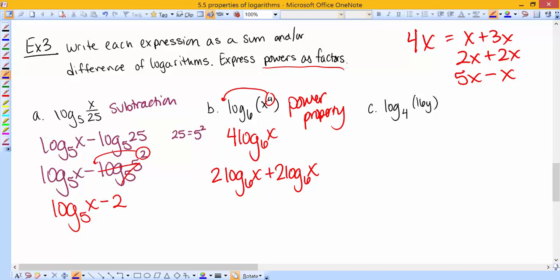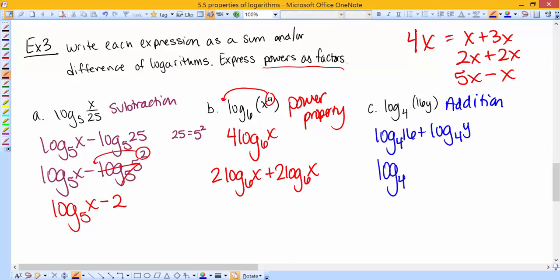Now let's look at C. 16 times y. Oh, that's the product property, which means this is going to become addition. So log base 4 of 16 plus log base 4 of y. Now the log base 4 of y is done because that's a variable. But the 16, we need to remember that we can simplify that.